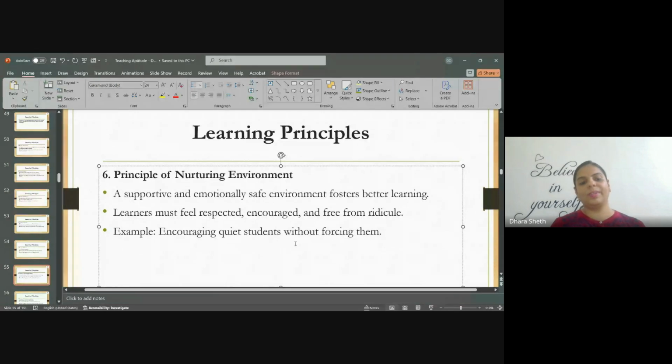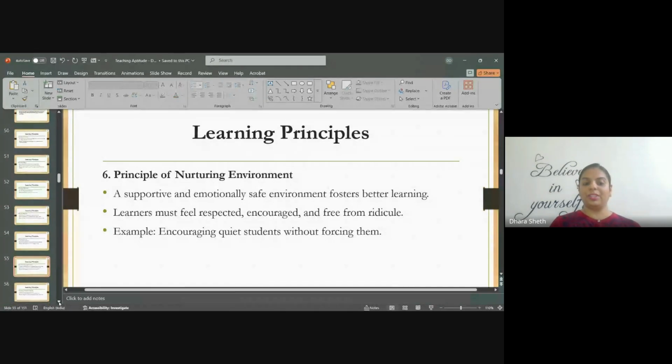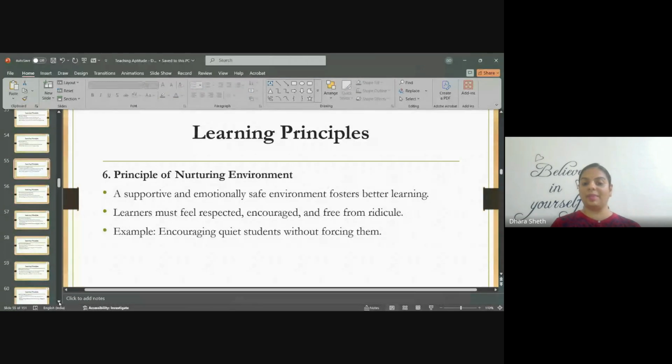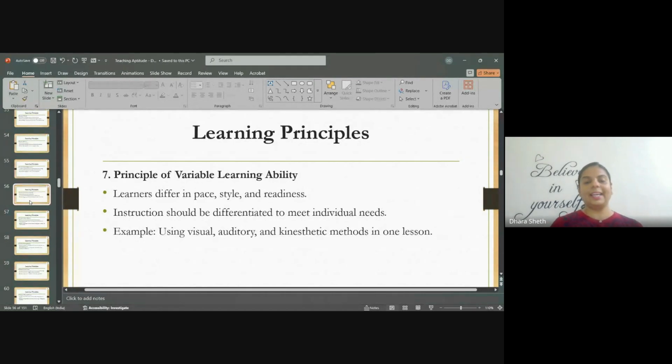Encouraging quiet students without forcing them. And when you do this, your feedback which goes to academic directors is very good. Okay, so if you are not someone who does this, please do it for the sake of your own career growth. And indirectly, it will help the learners learn well.